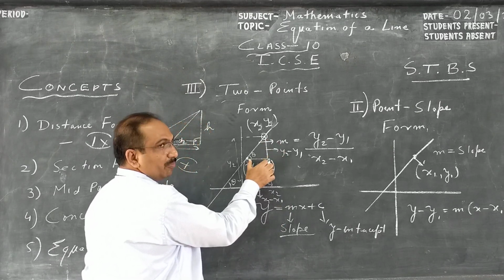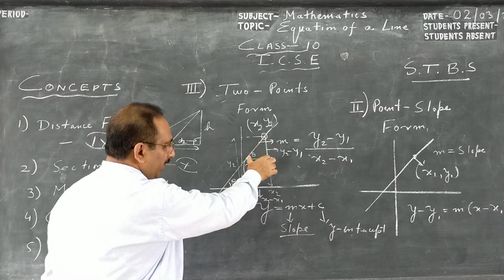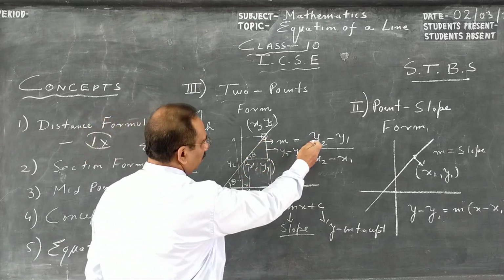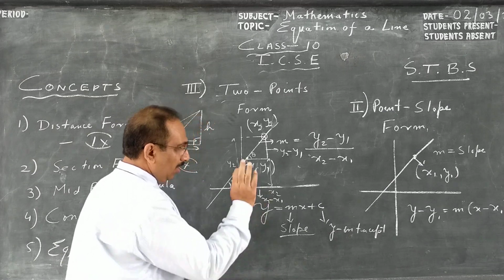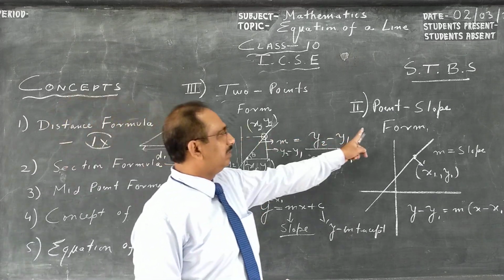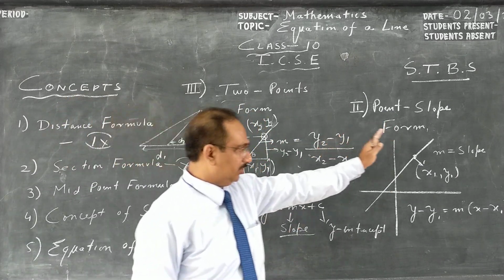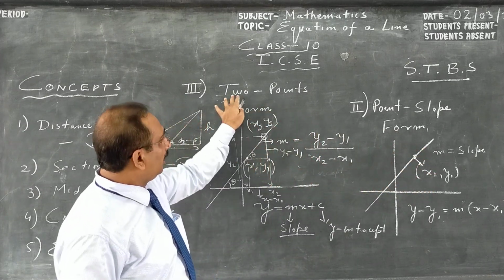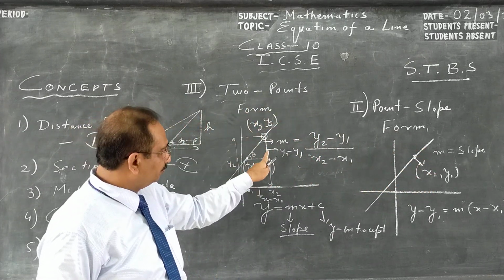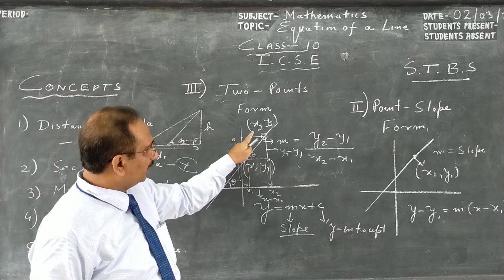So perpendicular by base. As I told you, slope is perpendicular by base. So it is y2 minus y1 by x2 minus x1. So same formula, these two are same, children. Point slope form: here one slope, one point. Here we have 2 points, so x1 y1, x2 y2.